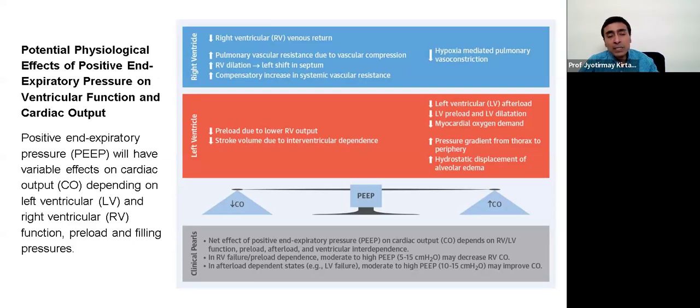That is your worsening VQ mismatch. And if you see the PaCO2 EtCO2 gap goes wide, that means the dead space is going up. That means you have to reduce the PEEP.